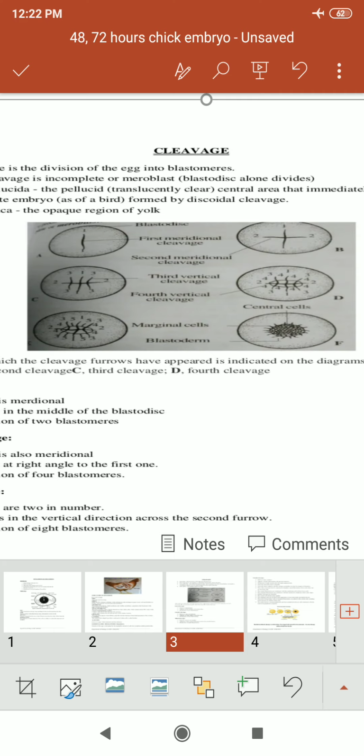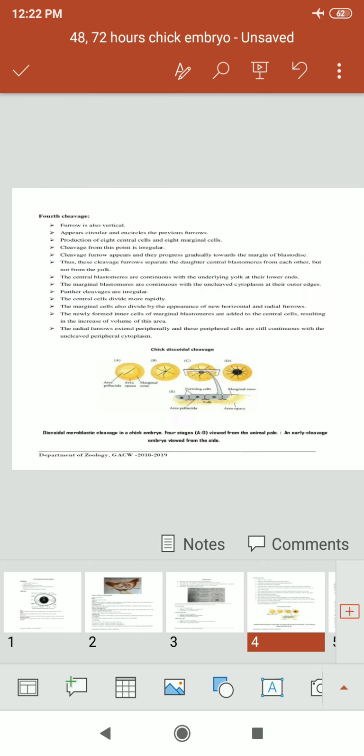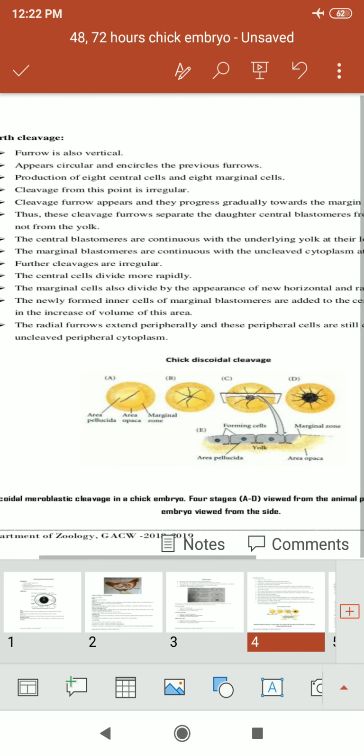One of the furrows is also vertical, and it appears circular and encircles the previous furrows, producing eight central cells and eight marginal cells. The cleavage from this point is irregular.